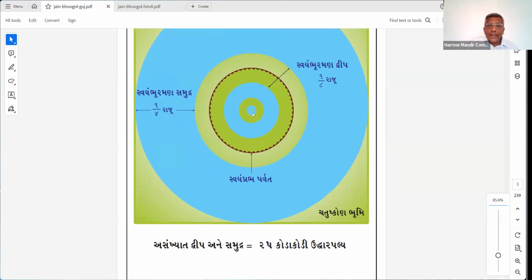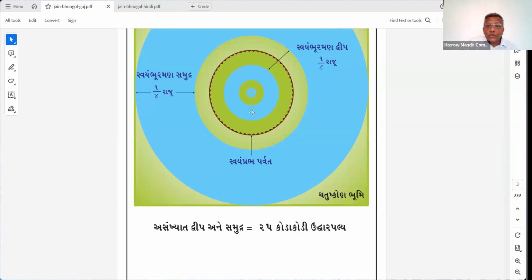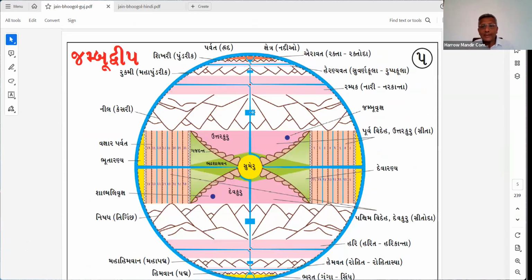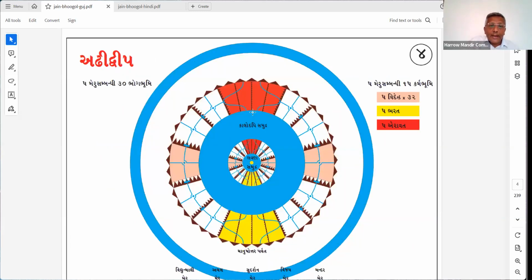So if we zoom in, imagine you have a drone. You're flying your drone above this, and you're highlighting it. Your drone has a magnifying capacity, so you're making that area a lot bigger. If you want to see what Jambudweep really looks like, let me show you. This is what it looks like. This is the island of Jambudweep right in the center. So we've zoomed in on the area.